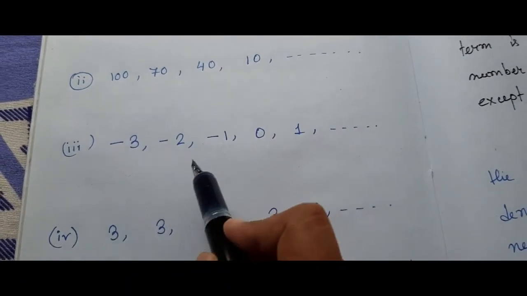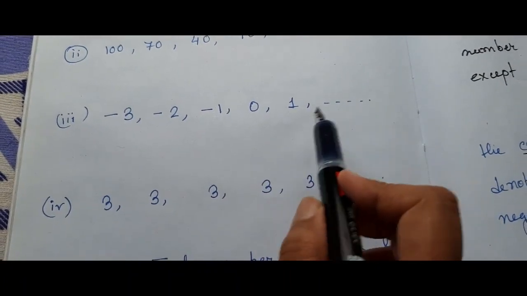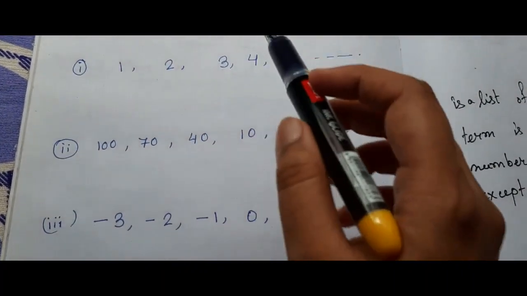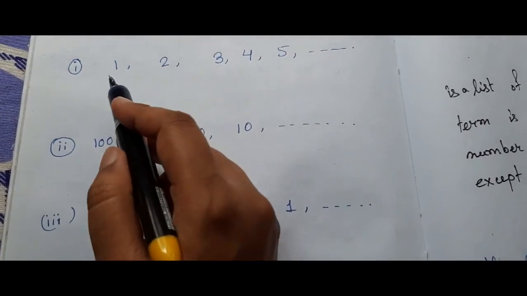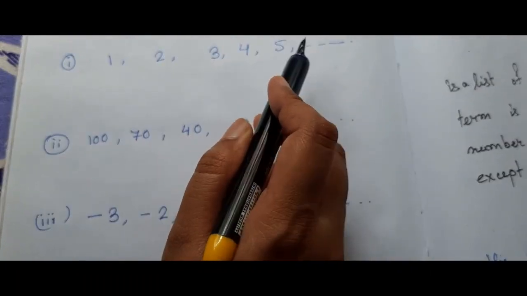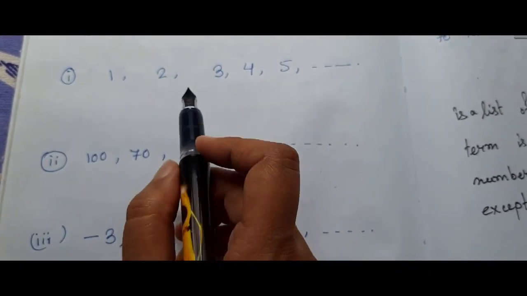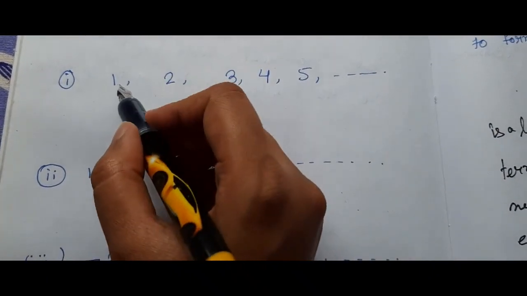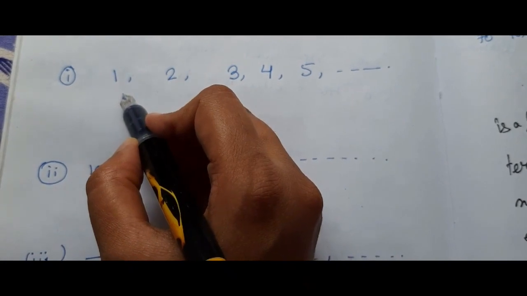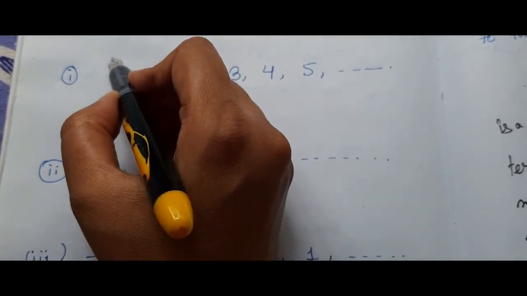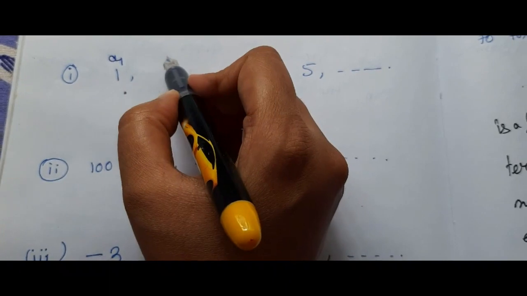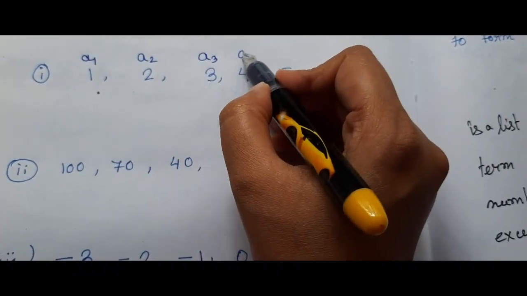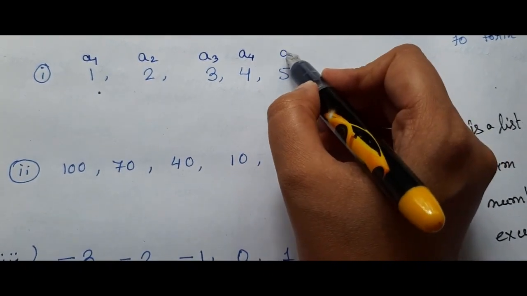Next is minus 3, minus 2, minus 1, 0, 1. Next is 3, 3, 3, 3, 3. In these 4 examples, each number is called a term. If you look at the first example, the first term is 1. You can write the first term as A1, this one is A2, this one is A3, this one is A4, this one is A5.